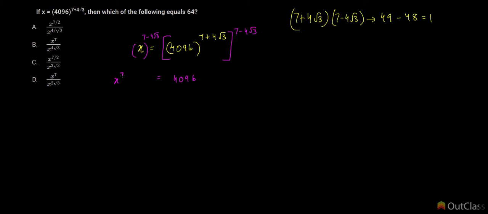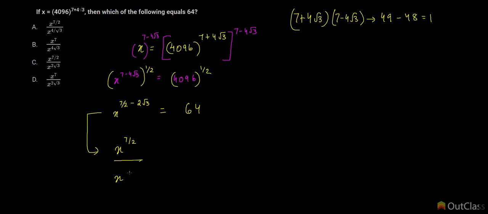So you have x raised to 7 minus 4 root 3 is 4096. Now I am raising both sides by half, which is basically square root. At which point I have x raised to 7 by 2 minus 4 root 3 by 2, which is 2 root 3, and on the RHS I have 64, which is what I want. Now a raised to m minus n can be written as a raised to m by a raised to n, and that's it. That is one of the options. We have brought it into the form of one of the options. That is your answer.